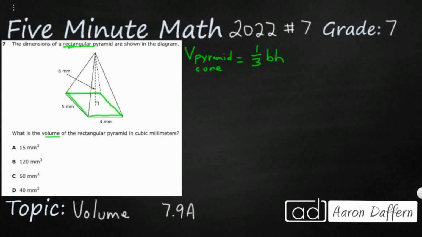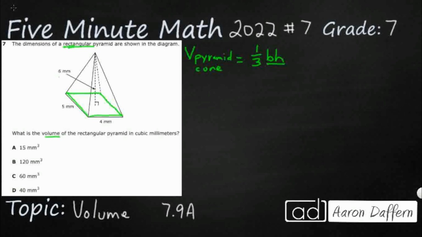Now we are very familiar with this BH because that is how we find the volume of a rectangular prism or even a cylinder. So it's 1/3 of that, which means if you had a rectangular prism with the same base and height, you could fit 3 of these pyramids into that rectangular prism because this is just 1/3 of it.